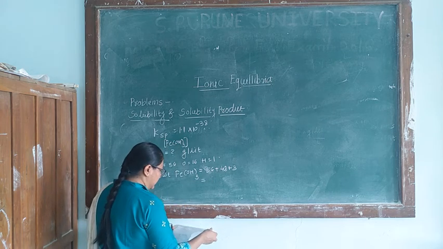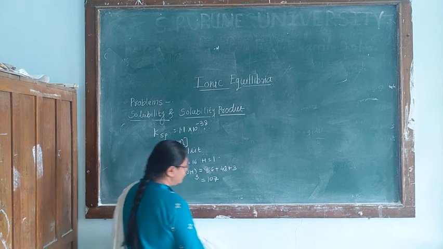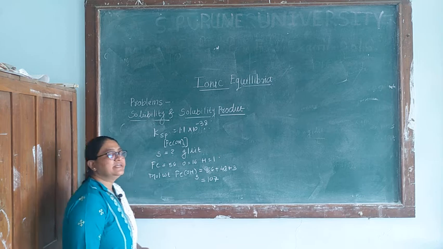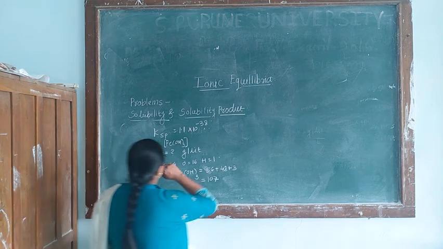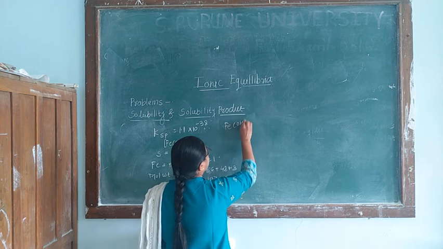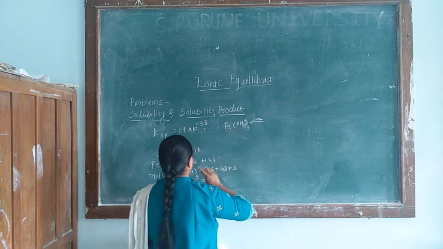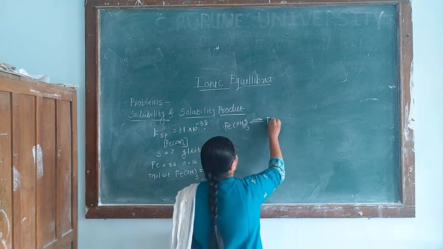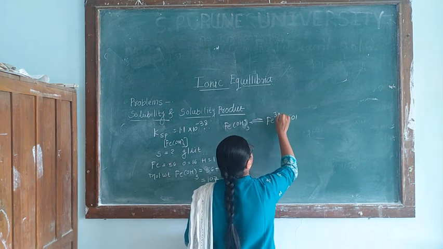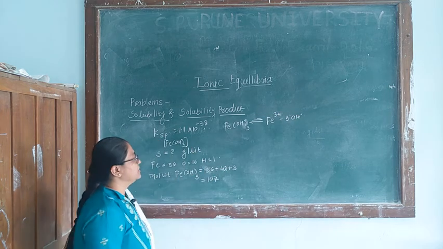Therefore, the molecular weight of ferric hydroxide is 107. Now, ferric hydroxide, we know that it ionizes as Fe3+ plus 3 OH minus. This is the ionization reaction.